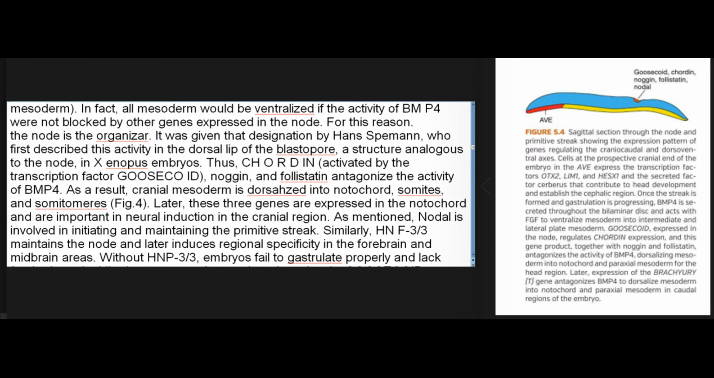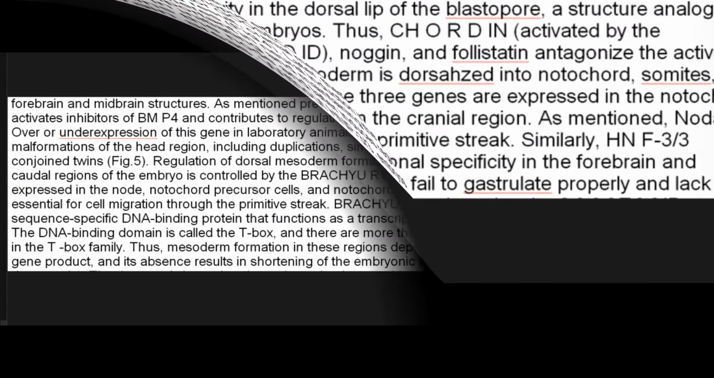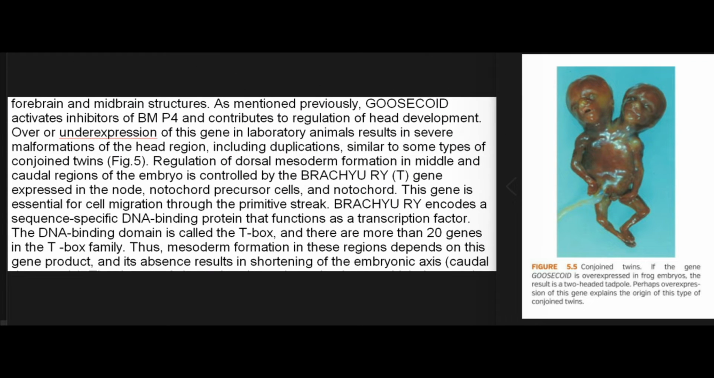As mentioned, Nodal is involved in initiating and maintaining the primitive streak. Similarly, HNF3β maintains the node and later induces regional specificity in the forebrain and midbrain areas. Without HNF3β, embryos fail to gastrulate properly and lack forebrain and midbrain structures. As mentioned previously, goosecoid activates inhibitors of BMP4 and contributes to regulation of head development. Over- or underexpression of this gene in laboratory animals results in severe malformations of the head region, including duplications, similar to some types of conjoined twins, Fig. 5.